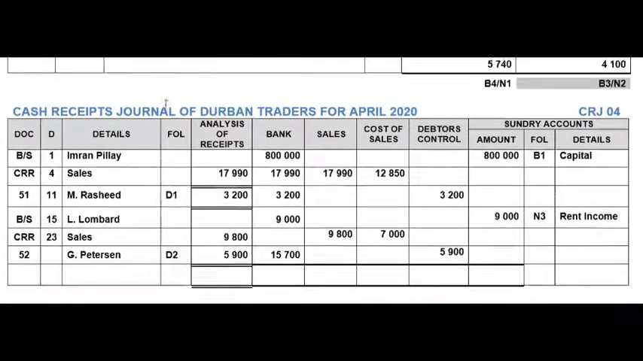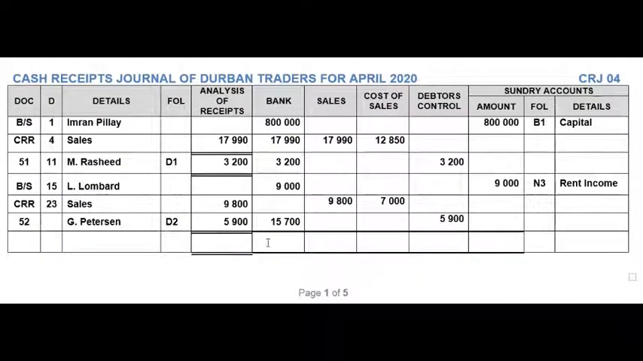In the CRJ, you need to total your columns, and you will get the following totals. Then the bank column will go to bank. The sales column will go to sales. The cost of sales column will go to trading inventory and to cost of sales. And the debtors control column will only go to debtors control.